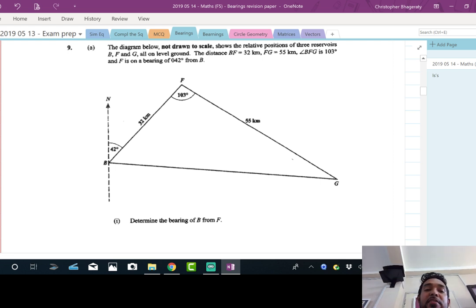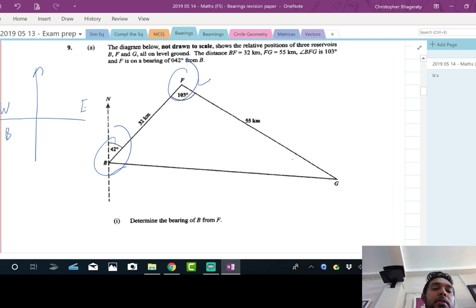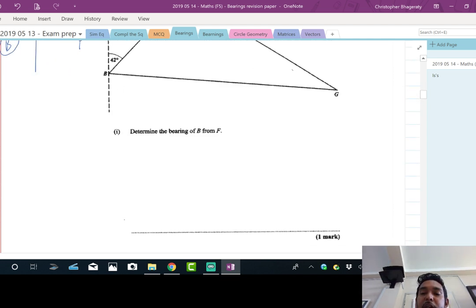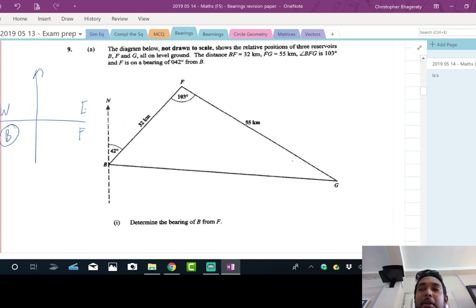Hold on. They want the bearing of B from F, right? So if you draw your north line, this is west here, this is east here. Relatively speaking, B is west of F. So if you're trying to find the bearing of something that is to the west of another point, and you have the original bearing, the 42 degrees, you just add 180 to that. But let's see how many marks there are for that. There's 1 mark.